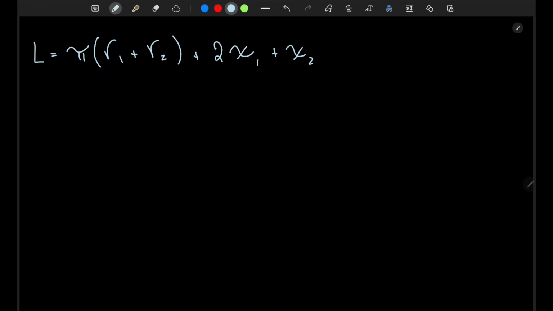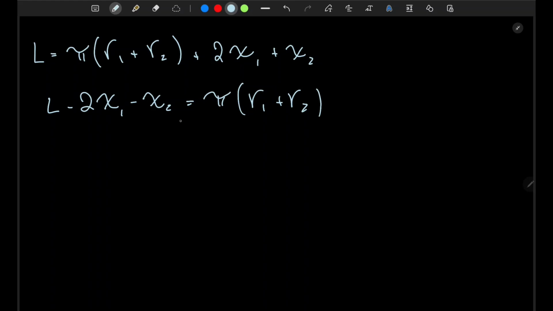So here's another example, and we're going to be solving for R1. This one looks really daunting at first, but we can see how we can use these shortcuts to really speed up the process. On the right side here, we have this 2x1 and x2, and so we can simply move both of those over and change the sign. So we're going to have L minus 2x1 minus x2 is equal to pi times r1 plus r2.